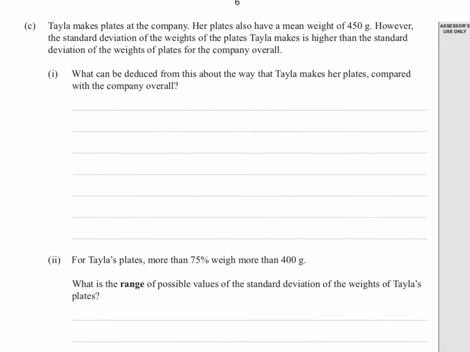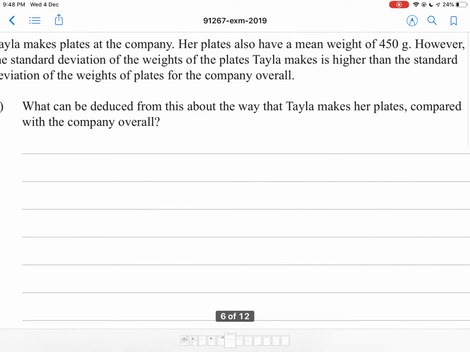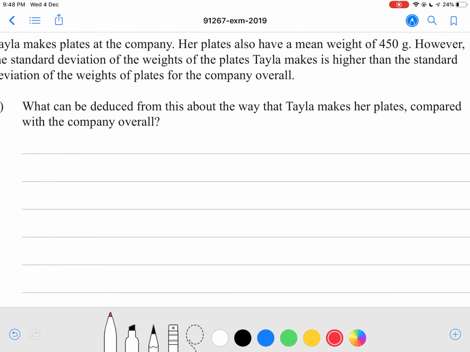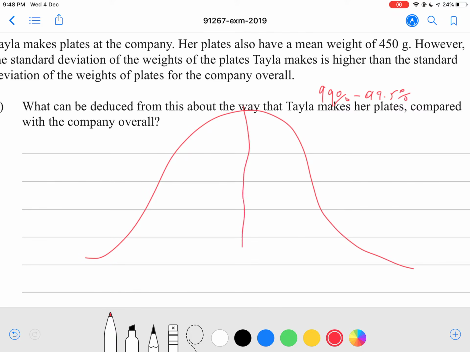In terms of standard deviation, what we know is that about 99% to 99.5% of the total data will lie within 3 standard deviations of the mean, to both left and right. If I drew a diagram, this in the middle would be our mean. So 99.5% of the data will lie within 3 standard deviations.